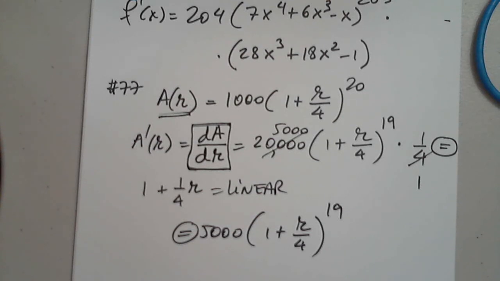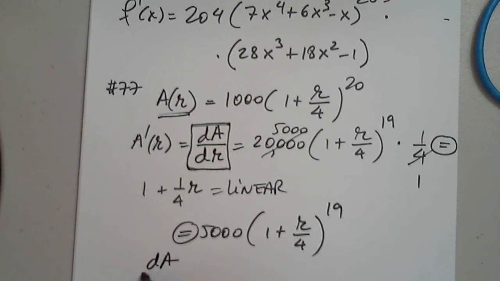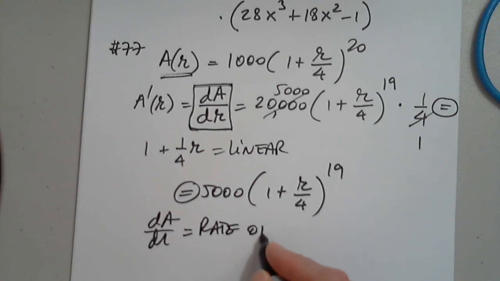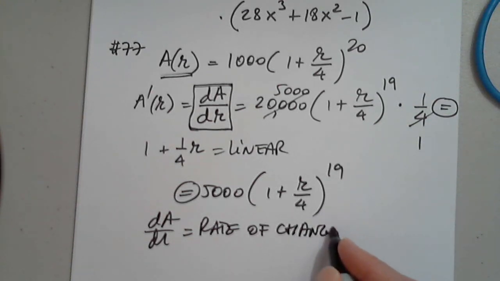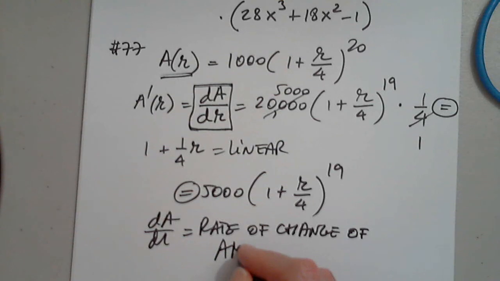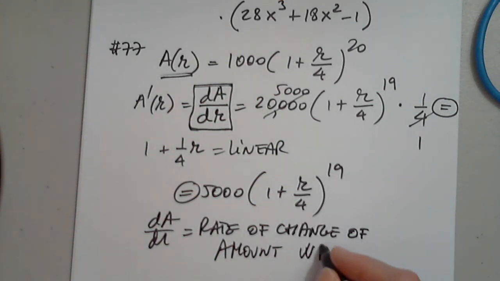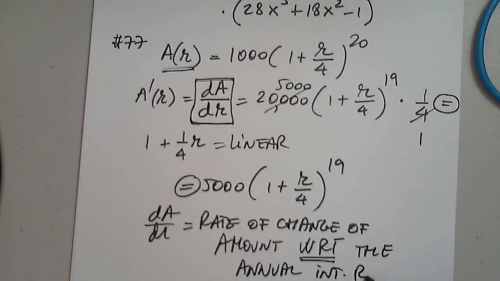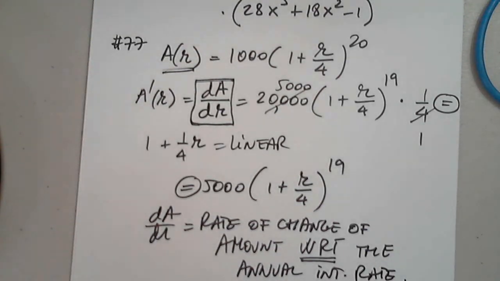Now there is, I think, part B there. Interpret the meaning of dA over dr. So the interpretation for dA over dr is the rate of change of amount with respect to the annual interest rate. That's what it means.